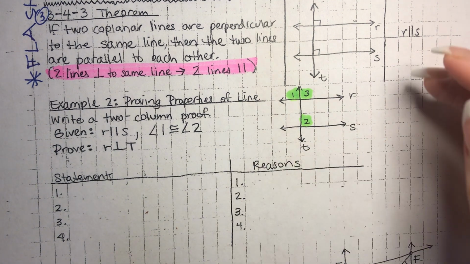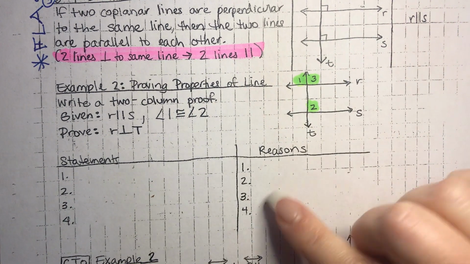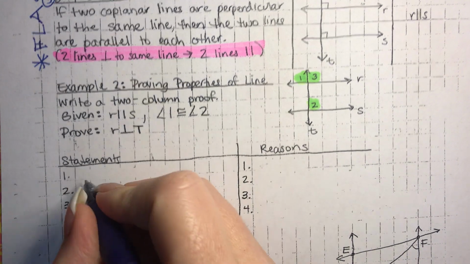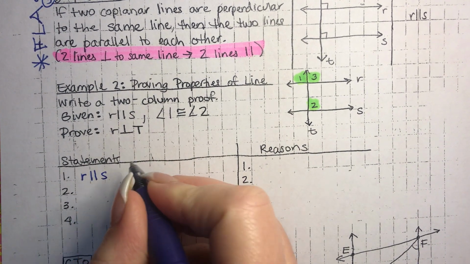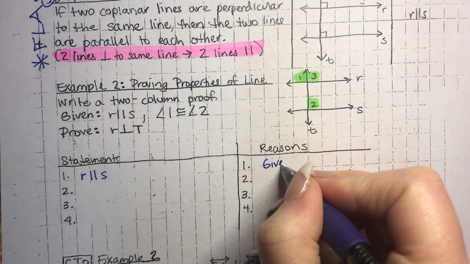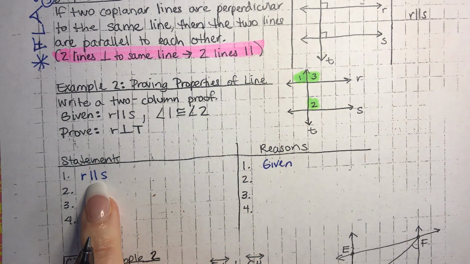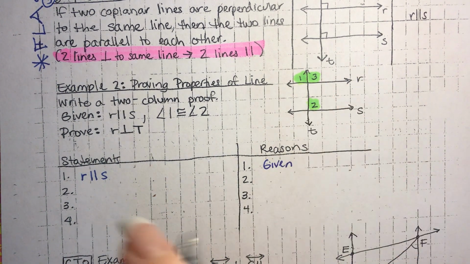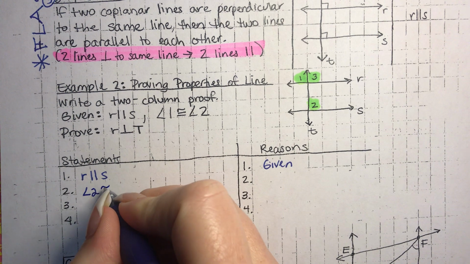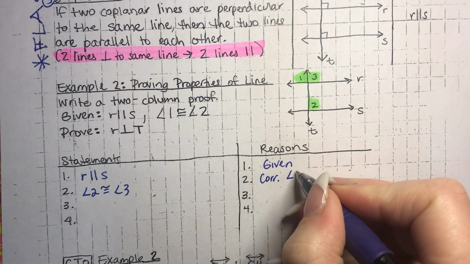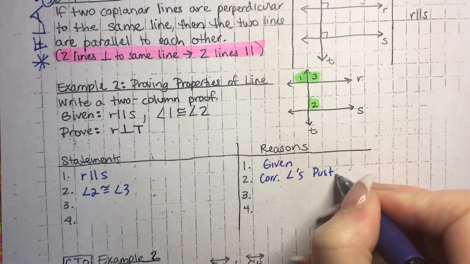So that's pretty much the groundwork for what we're going to write for this proof. So let's go ahead and write it. The first thing we're going to do is write all of that given information. I'll just write R parallel to S. Okay, so that's given, right? And then this is the key that unlocks the door to knowing that 2 and 3 are congruent. So angle 2 is congruent to angle 3 by the corresponding angles postulate.